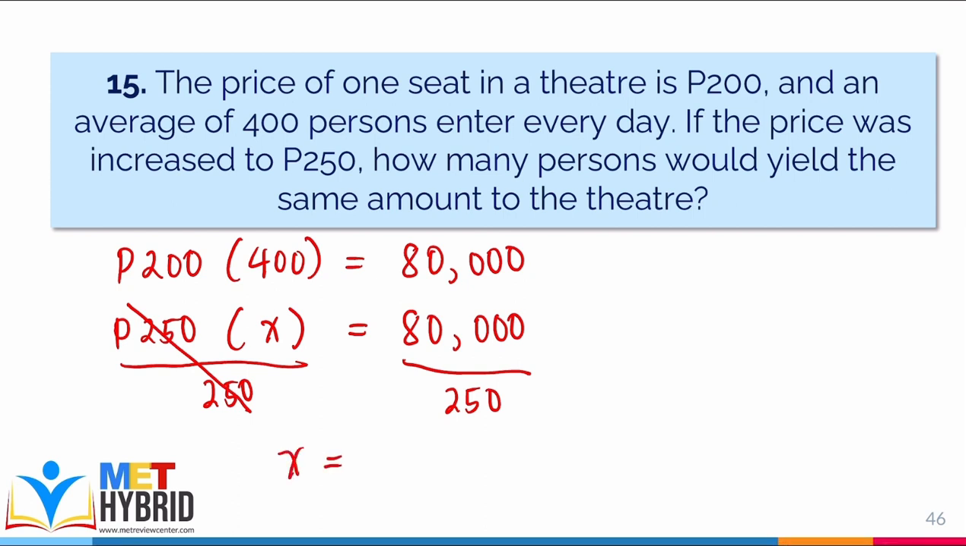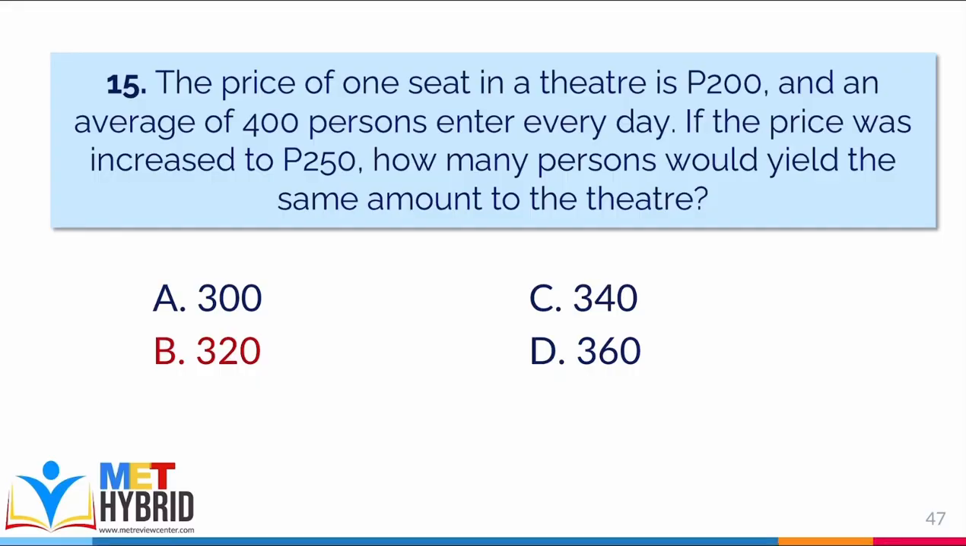Therefore, the number of persons that will yield the same amount is 320. The answer is letter B.